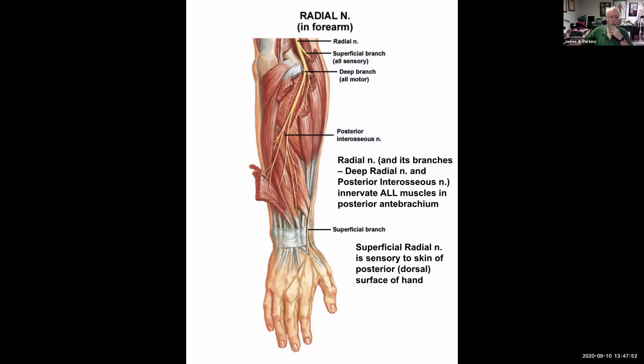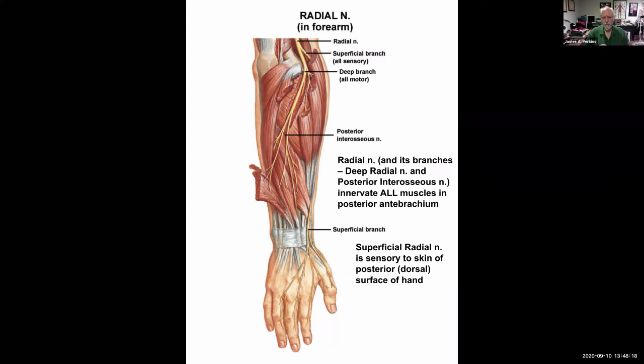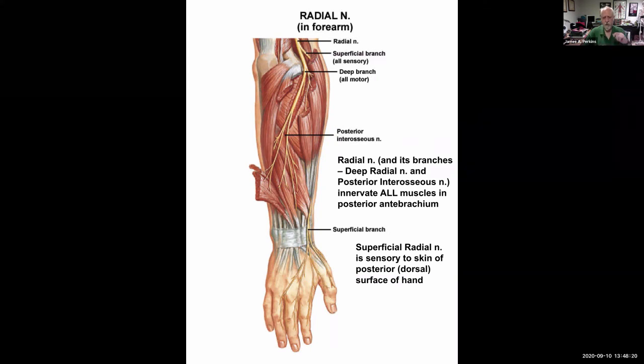The deep branch of the radial nerve is going to dive deep into the muscles in the posterior compartment, where it's responsible for innervating all of those posterior compartment muscles. So it does change names a couple times. First, it's the deep branch of the radial nerve, and then it becomes posterior interosseous nerve a little bit farther down. But all of these branches, radial, deep radial, and posterior interosseous, together they innervate all of the muscles in the posterior aspect of the antebrachium.